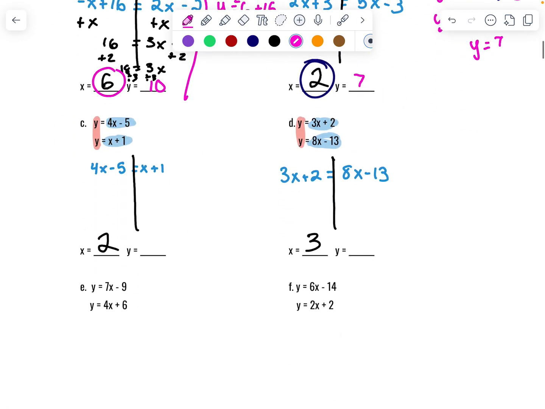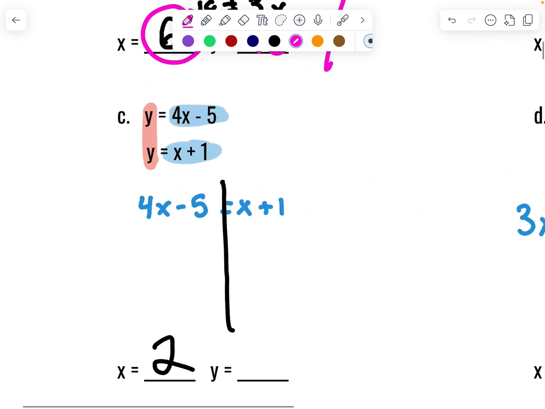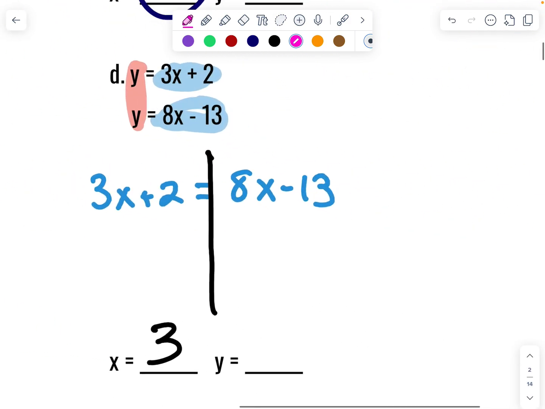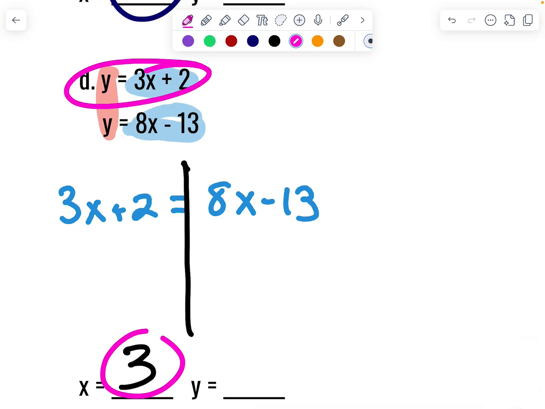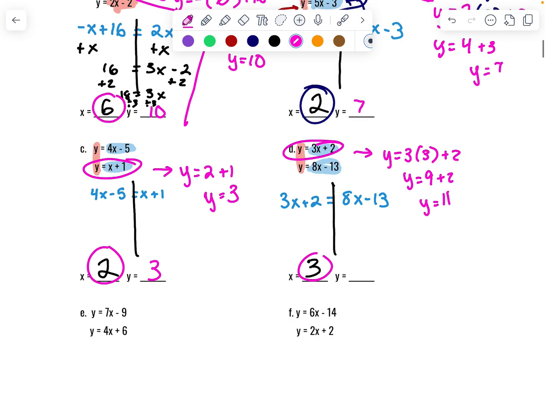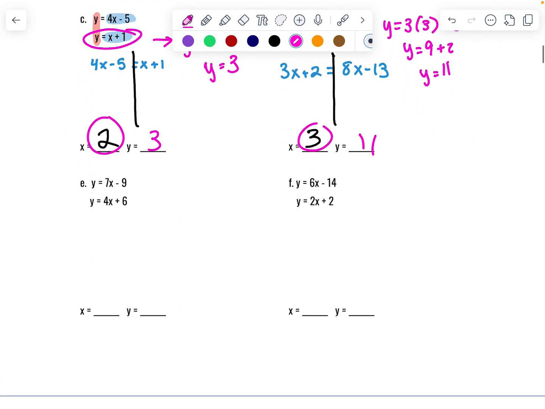Okay, so that's the same thing here. We can finish up these problems here. If we solve for x, we get 2, and then we can plug that 2 into one of our equations. It doesn't matter which one. y equals 2 plus 1, so y equals 3. And then over here, we can plug 3 in, again, to whichever equation that we want. So y equals 3 times 3 plus 2, y equals 9 plus 2, and y equals 11. Okay? So again, it's the same, so on, so on.